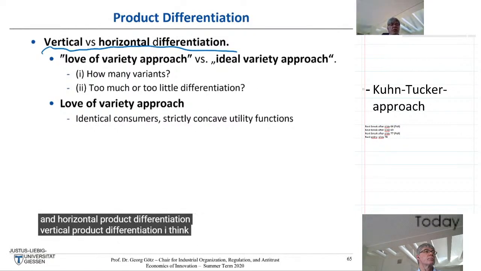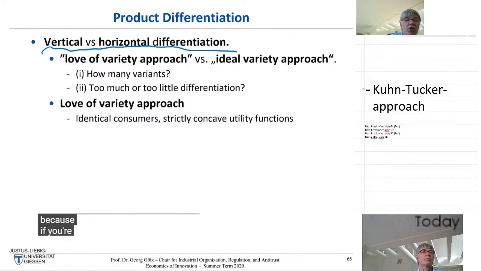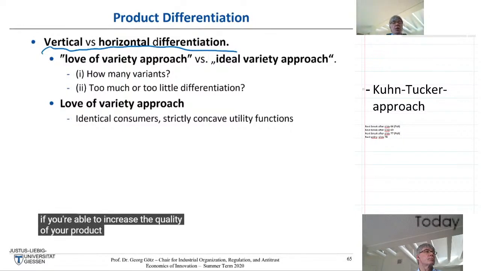Vertical product differentiation, I don't go into the details here, just means quality differentiation. This, of course, is interesting for economics of innovation as well, because if you're able to increase the quality of your product, it's very important for you how that affects your market position and how consumer demand will change. We will probably get back to that problem later. At the moment, we want to discuss horizontal product differentiation. What does it mean? You somehow try to distinguish your product from the other firm's products.